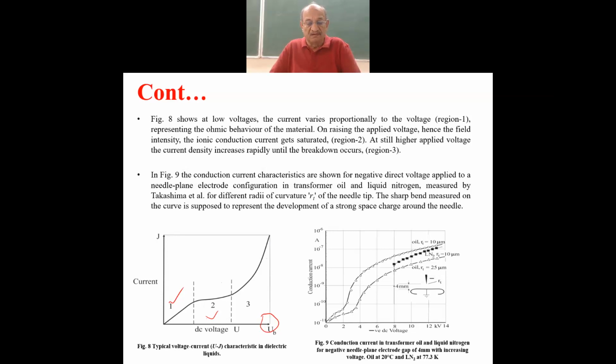So this is almost the same, but here we will see the magnitudes of the current are higher. The actual measurements have taken place later. In figure 9 you see the actual measurement, and the measurement has been done for an extremely non-uniform field configuration, because you know the more non-uniform the field, the higher will be the electric field intensity at the tip of the needle electrode, and the higher the electric field intensity, the more will be the conduction current.